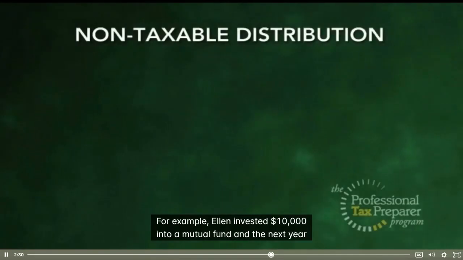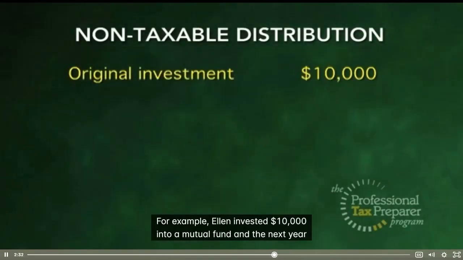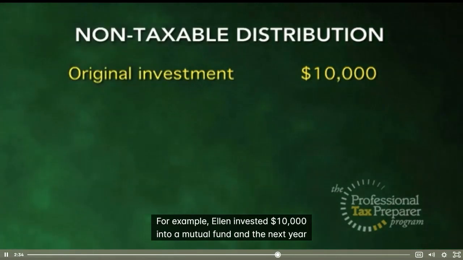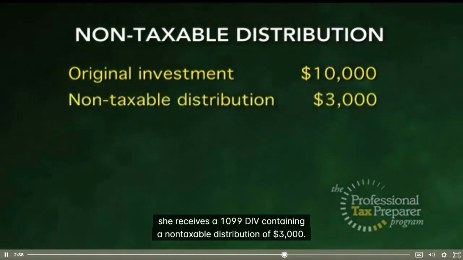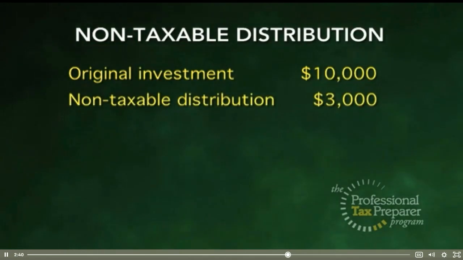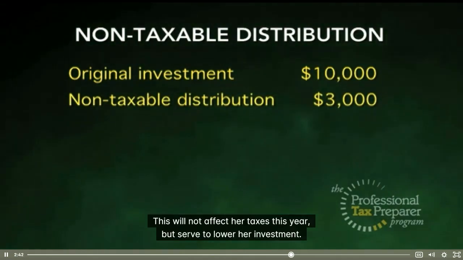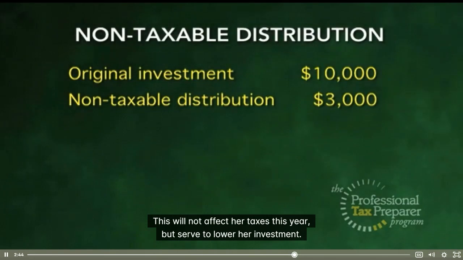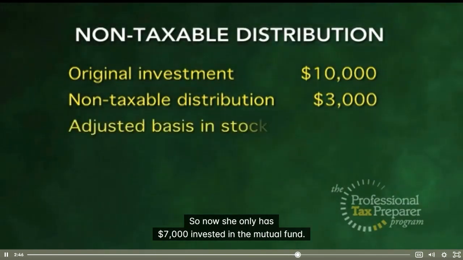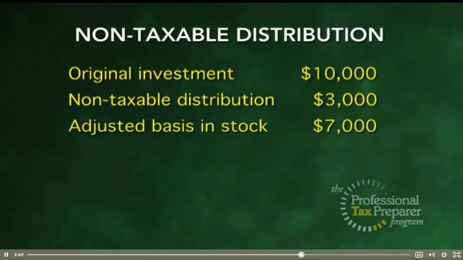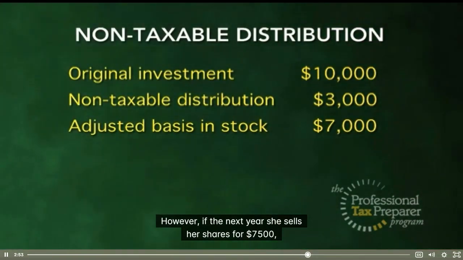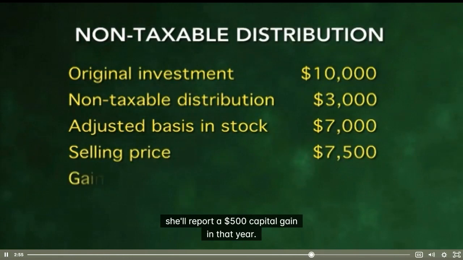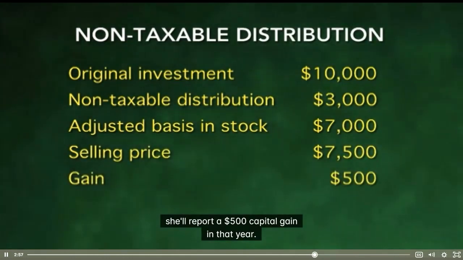For example, Ellen invested $10,000 into a mutual fund, and the next year she receives a 1099 DIV containing a non-taxable distribution of $3,000. This will not affect her taxes this year, but serves to lower her investment, so now she only has $7,000 invested in the mutual fund. However, if the next year she sells her shares for $7,500, she will report a $500 capital gain in that year.